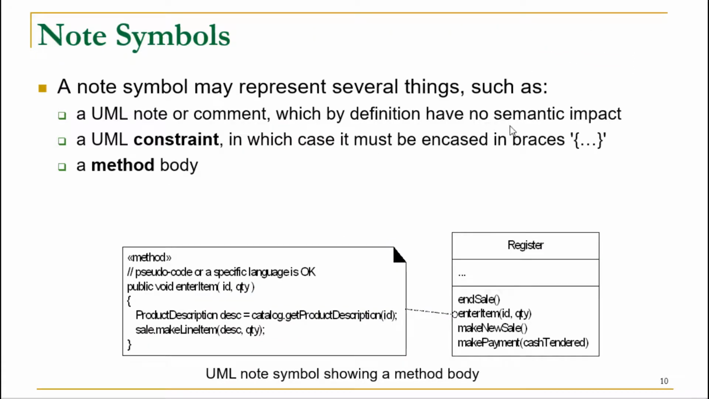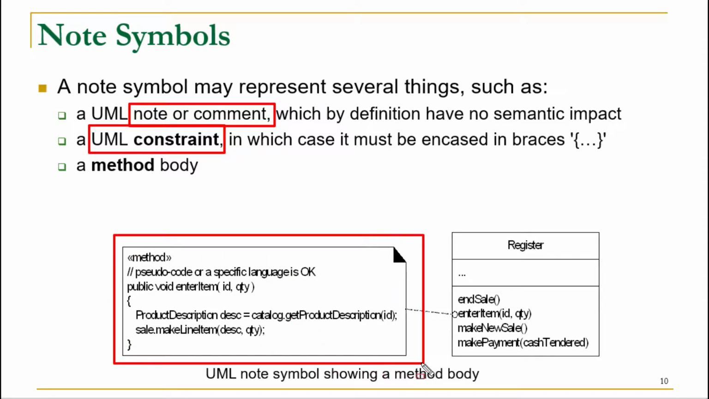In some diagrams you will also see a note symbol. A note symbol can be used to represent several things. For example, if you want to show that there is a note or comment or a UML constraint, you can simply use this notation. It will not have any semantic impact, rather it just explains this enter item method of the register class in further detail.